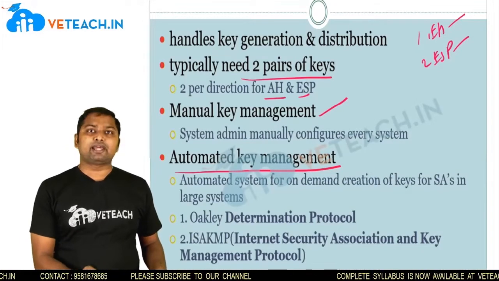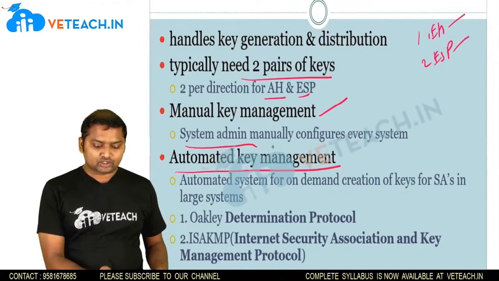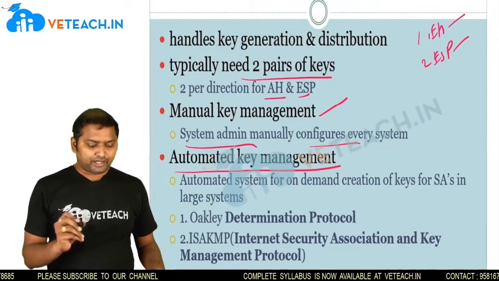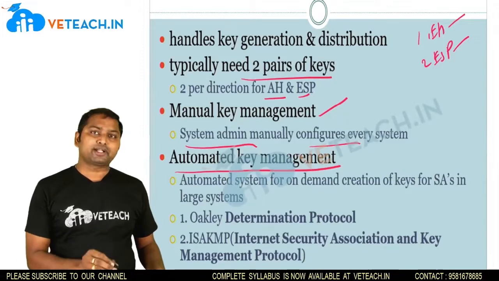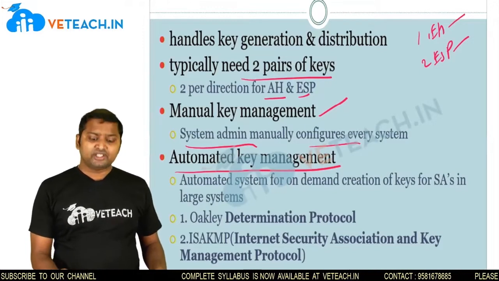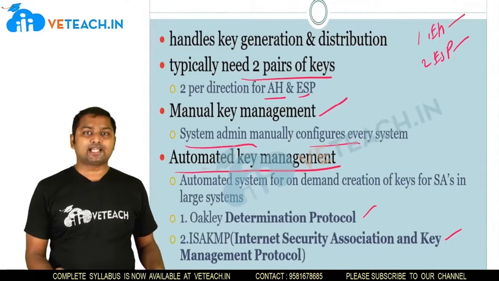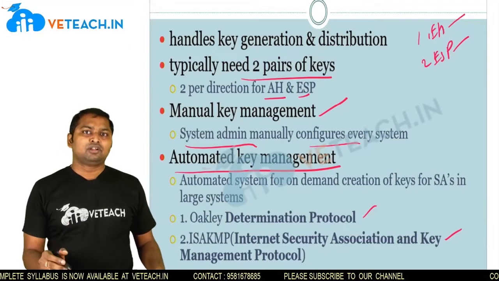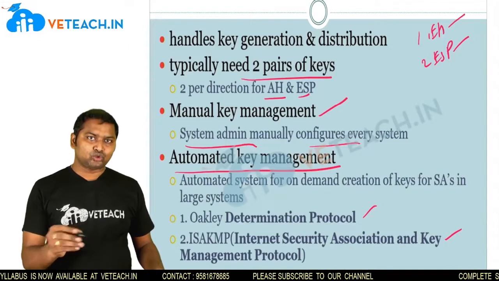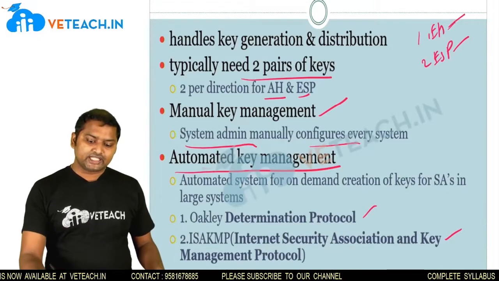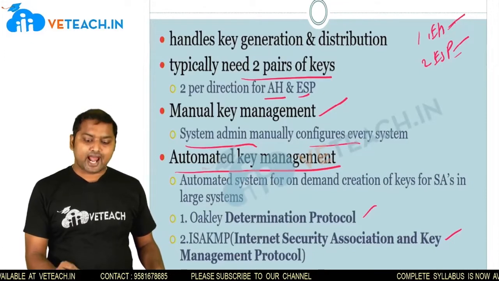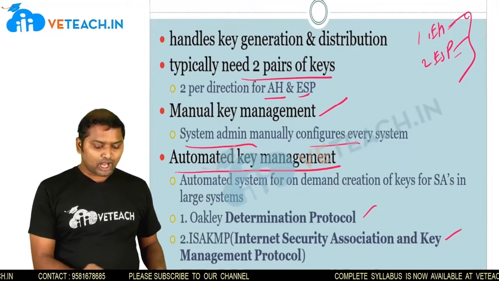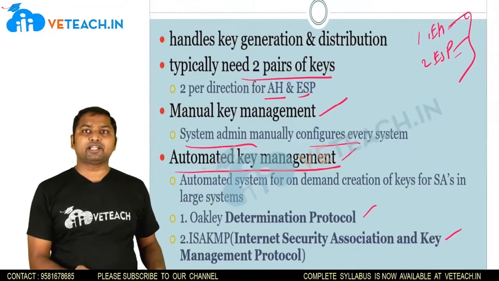In manual key management, the system admin has to generate or configure the keys on every system every time. But if you use automated key management, there are two algorithms. By using these two algorithms, once the connection has been established, you can directly add the key to AH and ESP. That is the procedure of key management. Nowadays almost everyone is using automated key management.